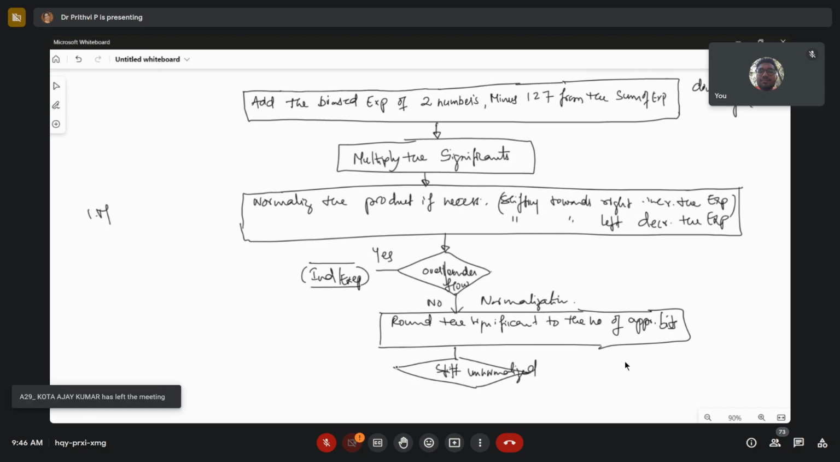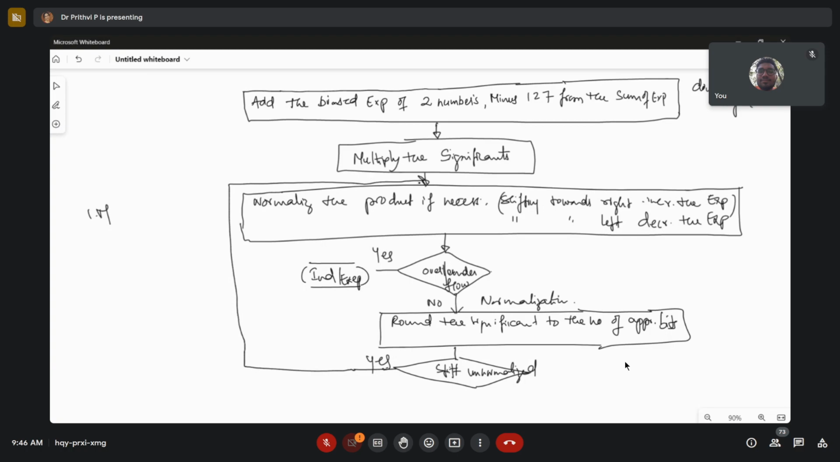if it is yes, what do you have to do? Go back to the normalization, that means this step. Come back here and again repeat this process. If it is yes, it is now normalized.